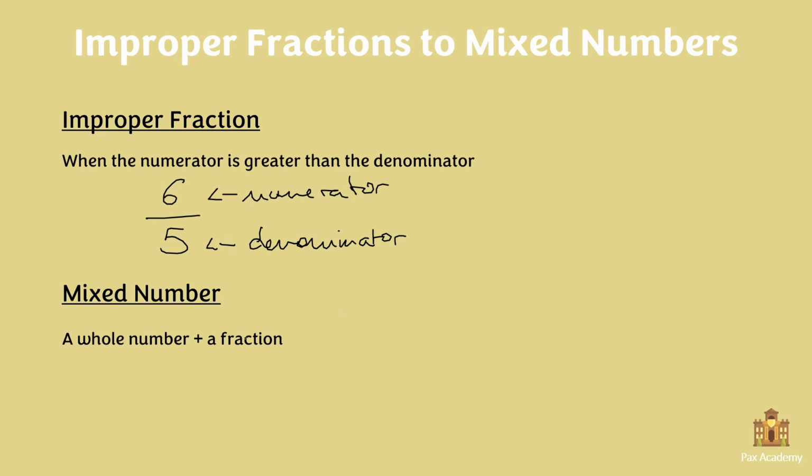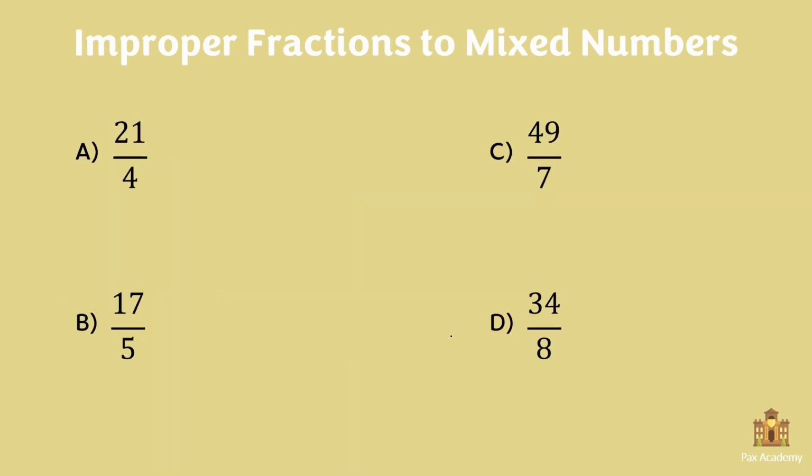A mixed number, on the other hand, is when you have a whole number plus a fraction. For example, 3, which is a whole number, and then a fraction, for example, 1 over 4. So this is an example of a mixed number. Now that we know this information, let's convert a couple of improper fractions to mixed numbers.